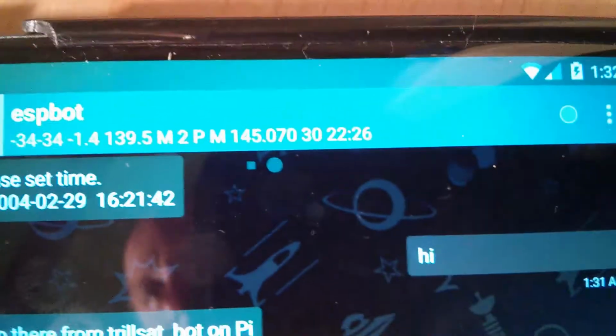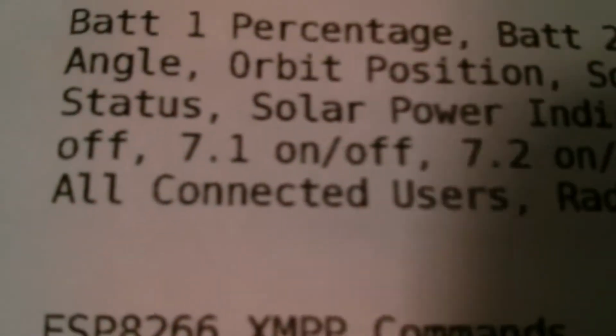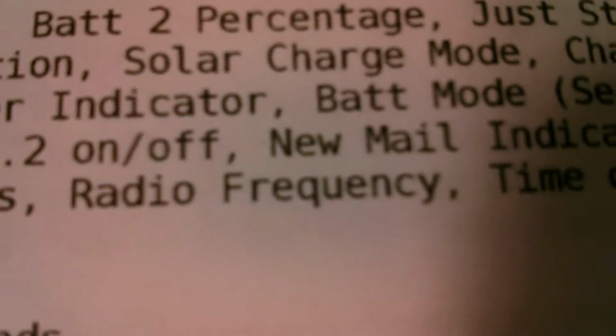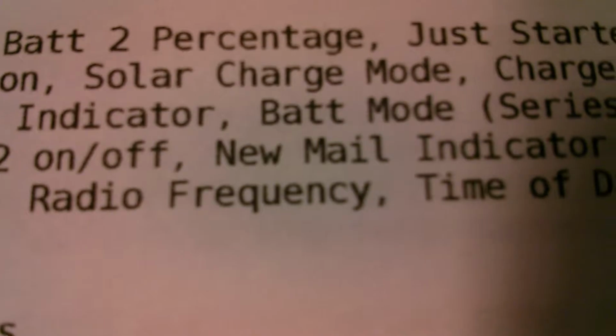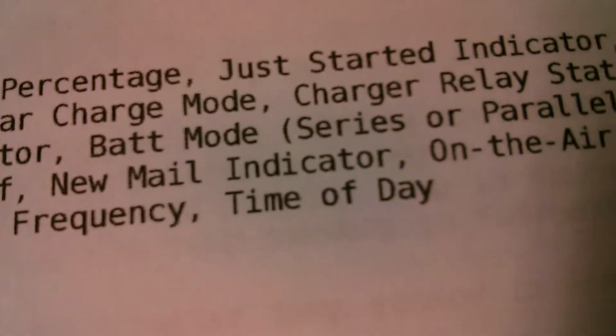And then the M, that would mean those aren't on yet. Those 5.1s and 2s and 7.1s and 2s. The M is the new mail indicator. That's part of the packet radio system.